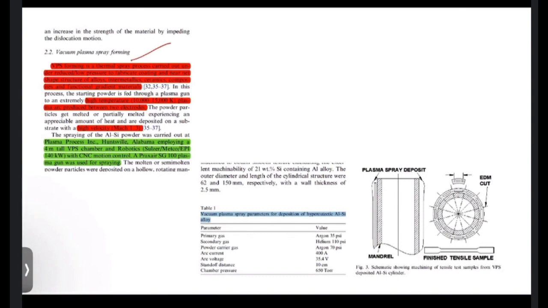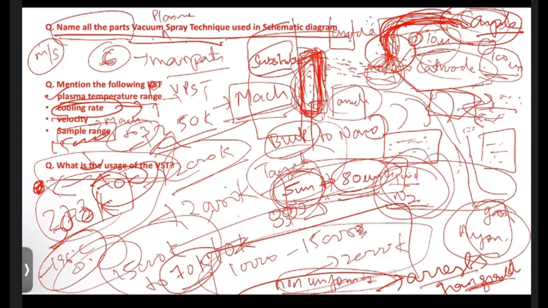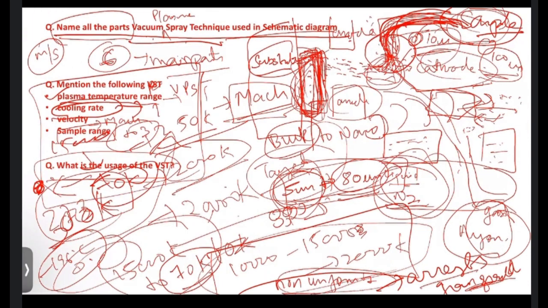It uses an extremely high temperature plasma gun in this temperature range. See, these values are not defined by me. These values were tested and then put into the textbooks. Scientists perform these techniques and give the values to us, and then we are able to know in what range it will work. So that is why this information is taken from these kinds of papers.